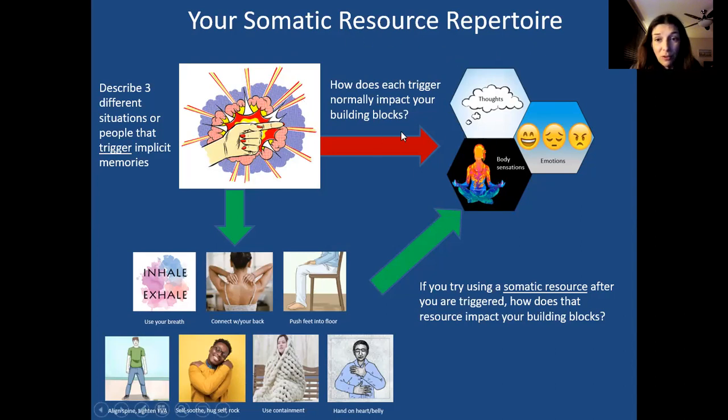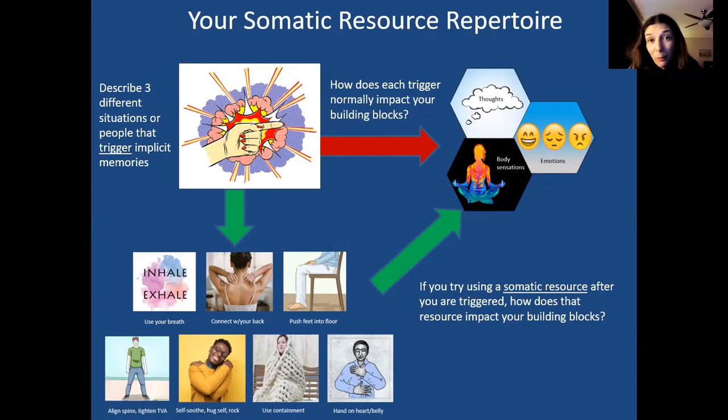So in each of those situations, how are my thoughts, emotions, and body sensations affected? Like, how do they manifest right now? So that's the implicit memory, okay? So the trigger and then the manifestation, how it's coming out.